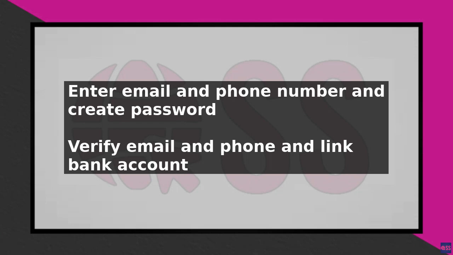To upgrade to a business account, go to the profile icon and select Support. Then scroll down to Account Settings and select Change Account Type. Choose Business and follow the prompts to provide your business information, including business name, address, and tax identification number.